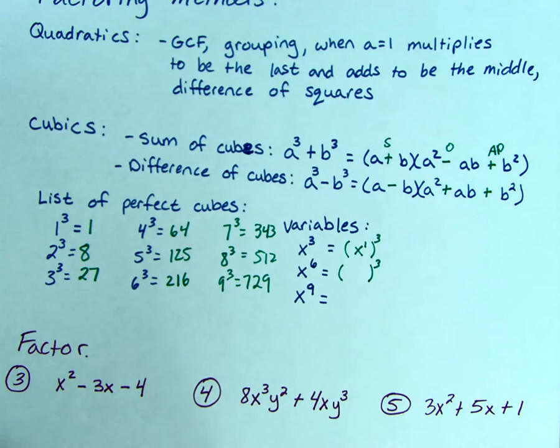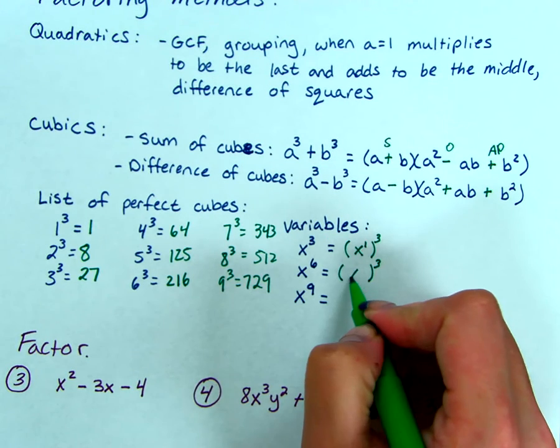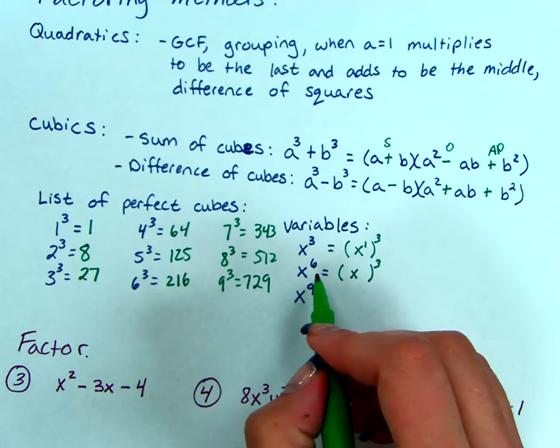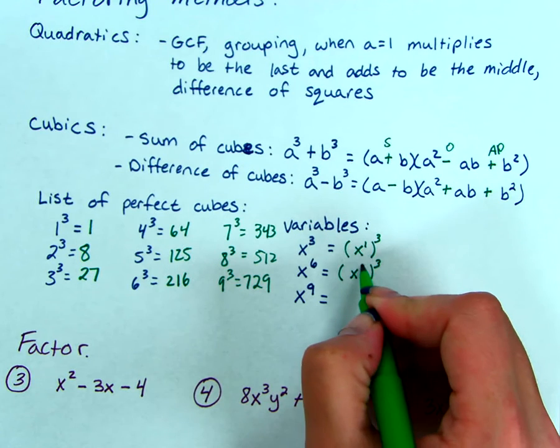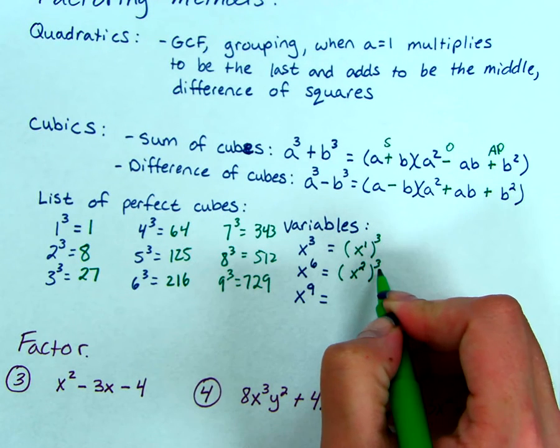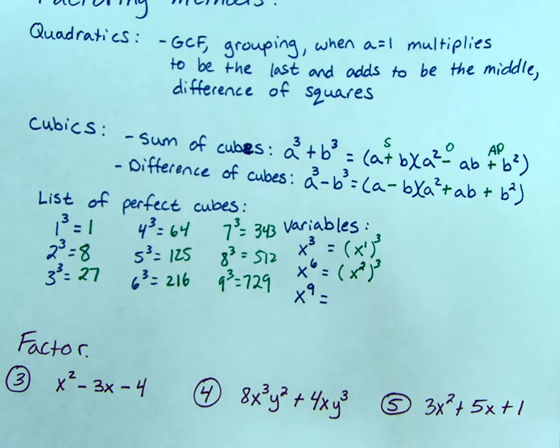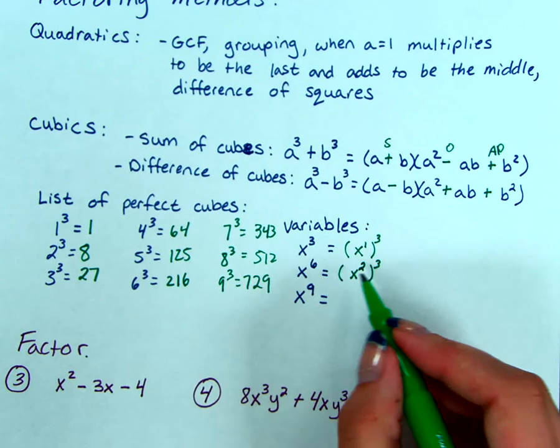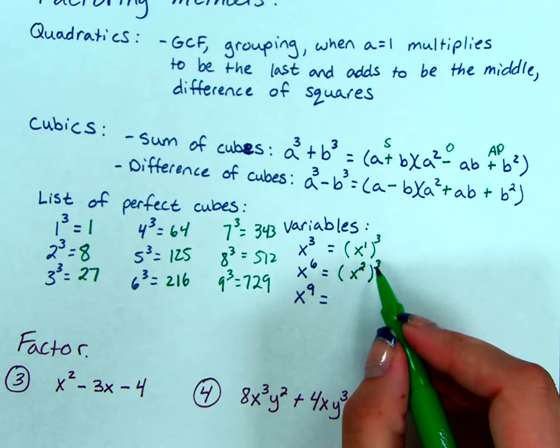So on this next one, to get the inside, we would take 6 and divide it by 3, which is 2. So x squared cubed would be how we would simplify that to create a perfect cube. Again, I just got that by taking 6 divided by 3.